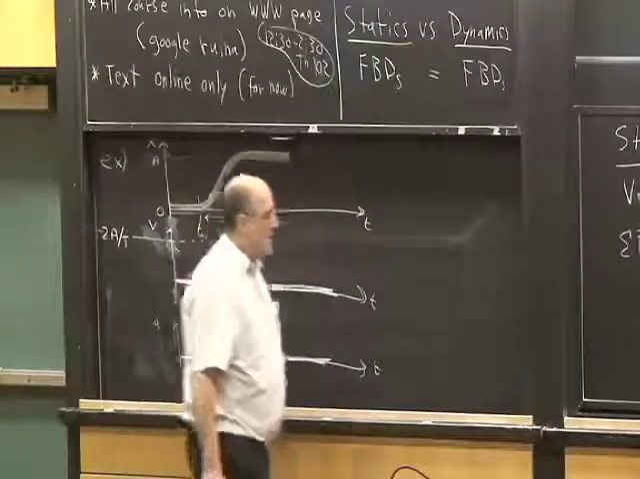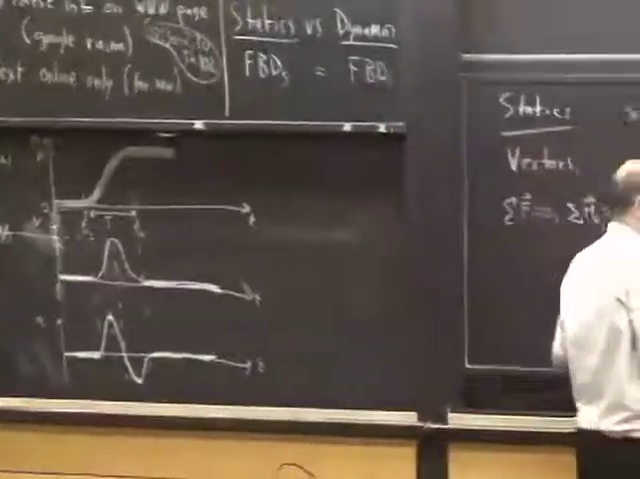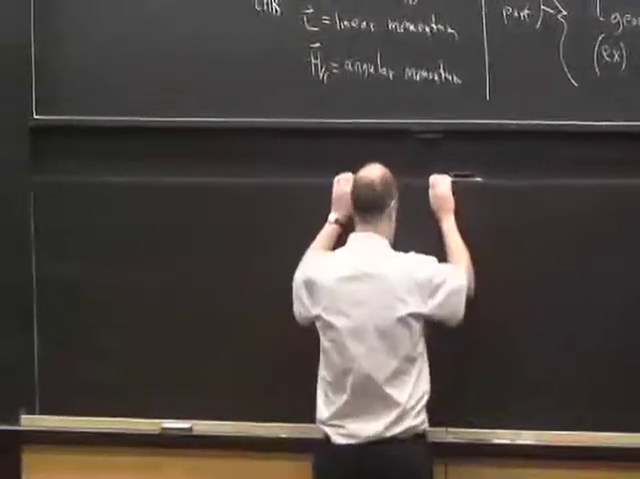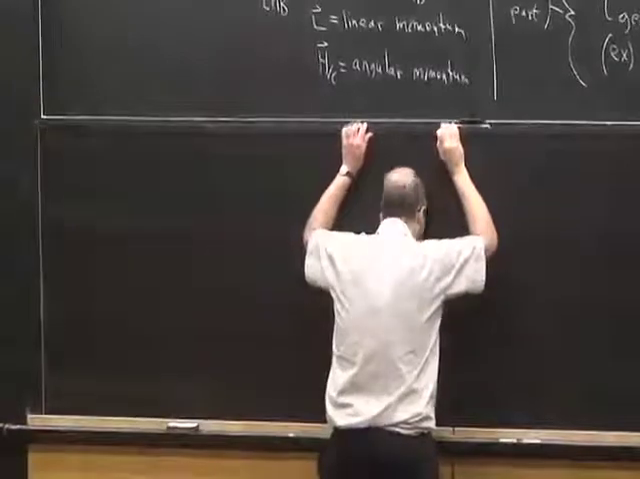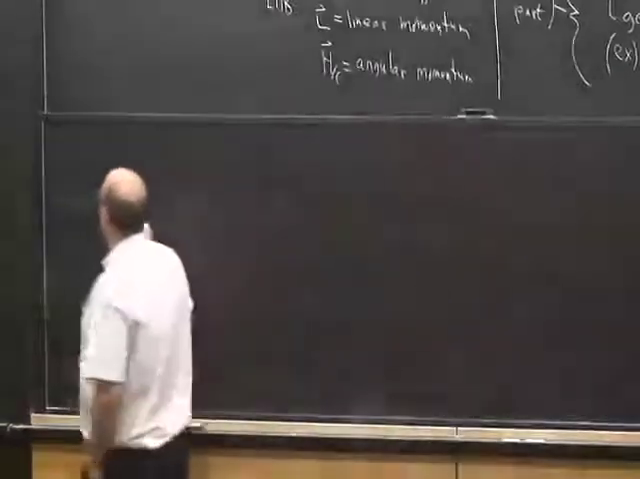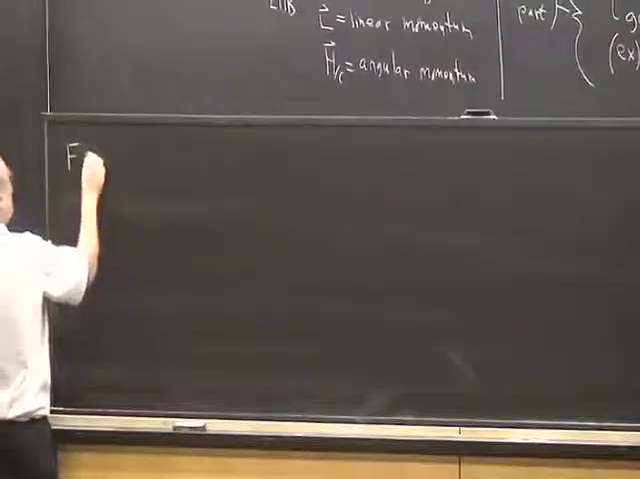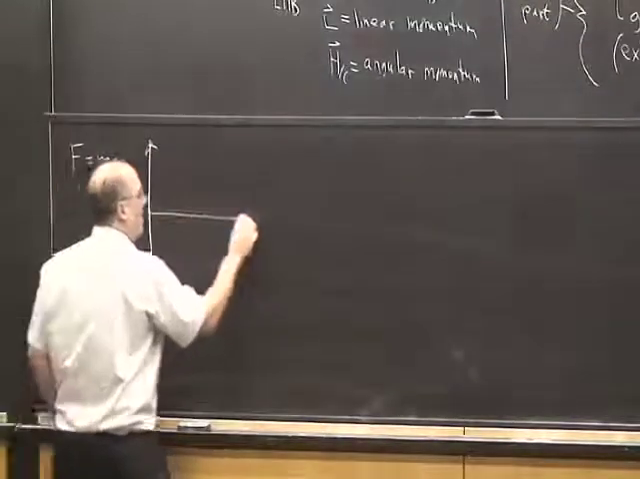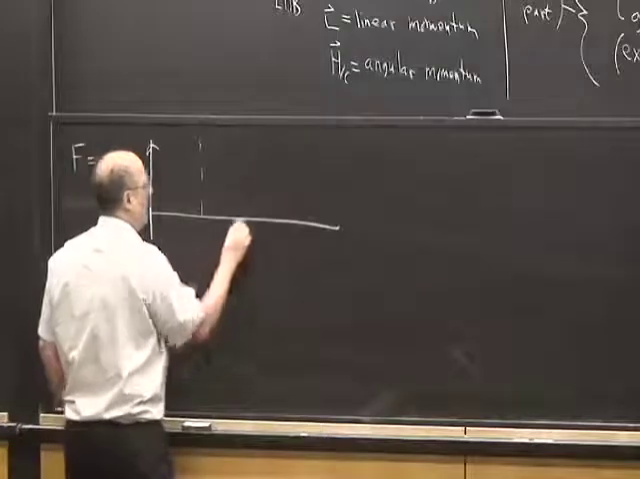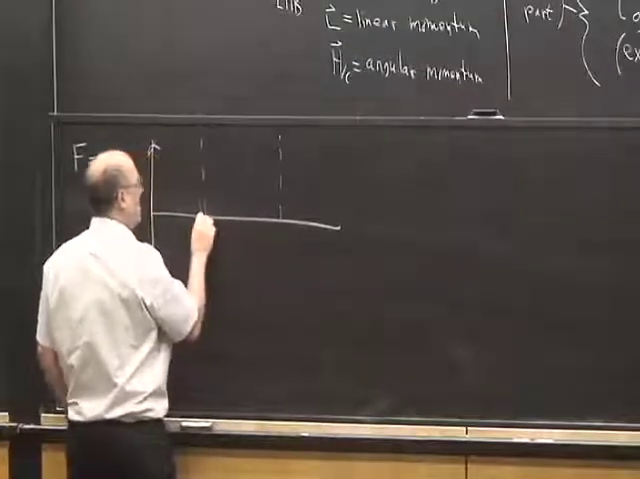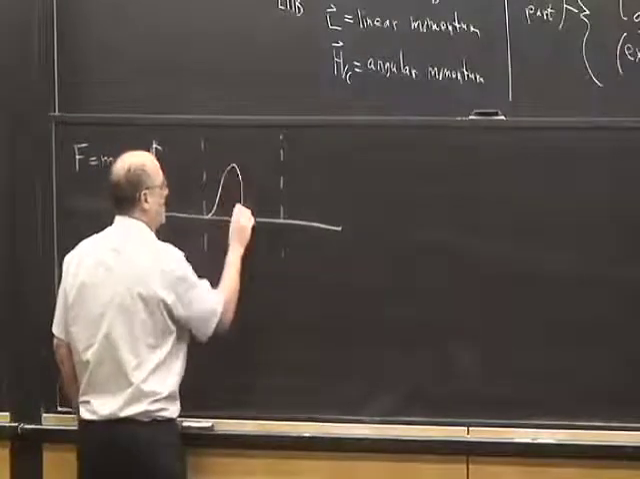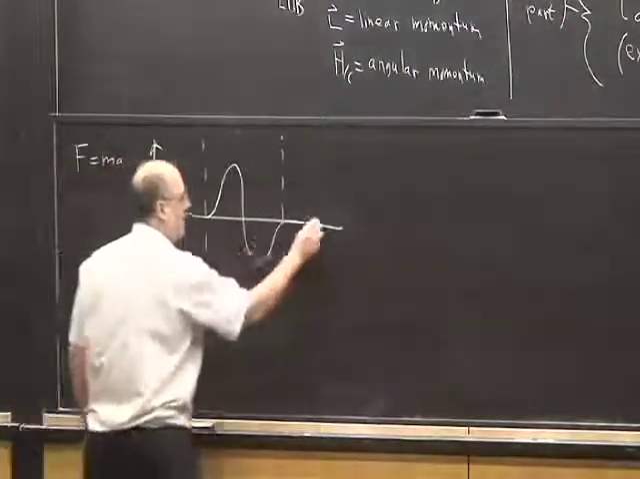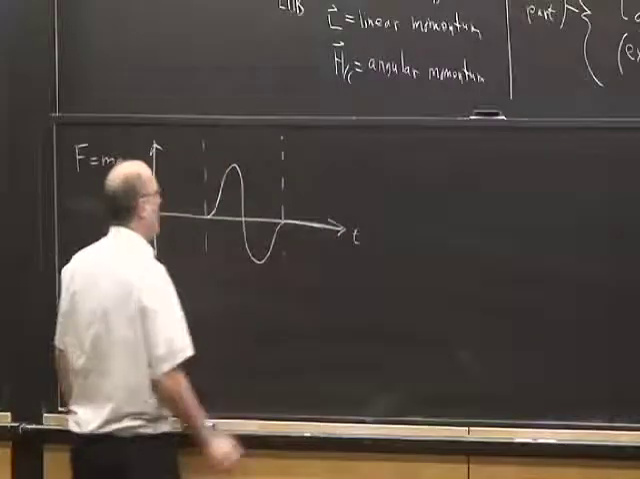And now that we know what the acceleration looks like as a function of time, we can make a plot of the force as a function of time, which is the mass times the acceleration. And that plot will look just like the acceleration plot. It's just that the scale is different. And this is just the acceleration plot multiplied by the mass.